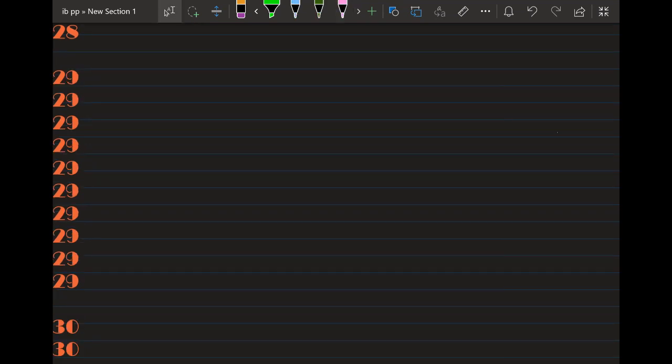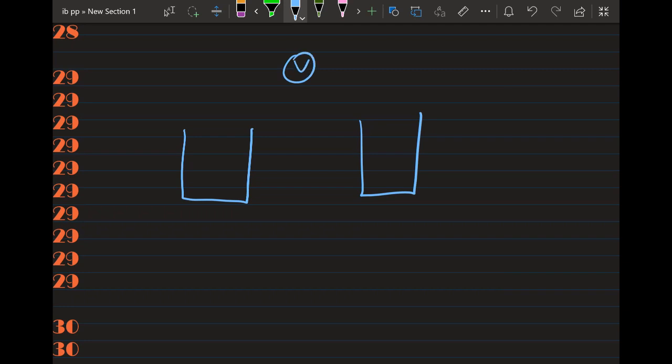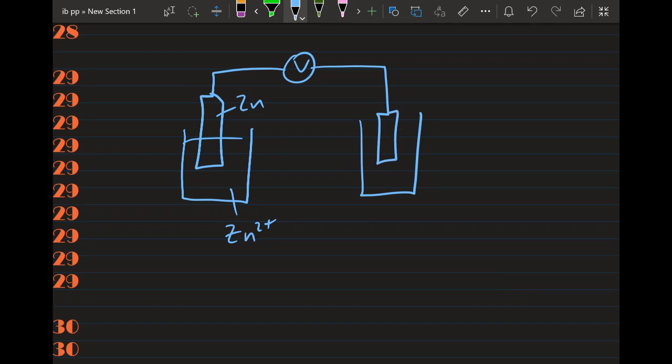29, what describes the flow of electrons in a voltaic cell? Oh, how tedious. Alrighty, so just to refresh your memory, the voltaic cell, let's just do the one that I can do quickly from the top of my head. I've got some zinc here, and I've got zinc 2+ in there. And then I've got some copper here, and copper 2+ there.